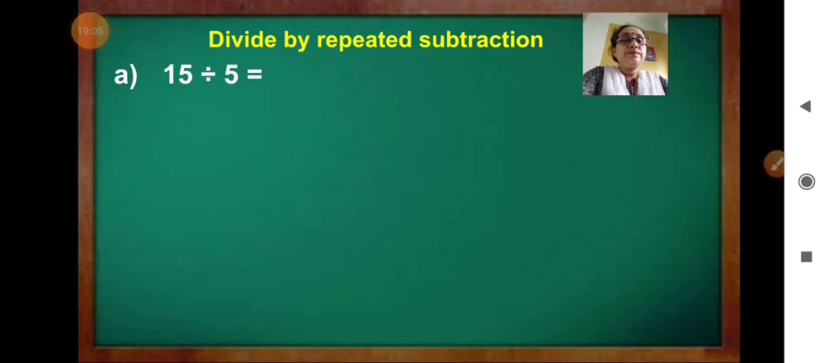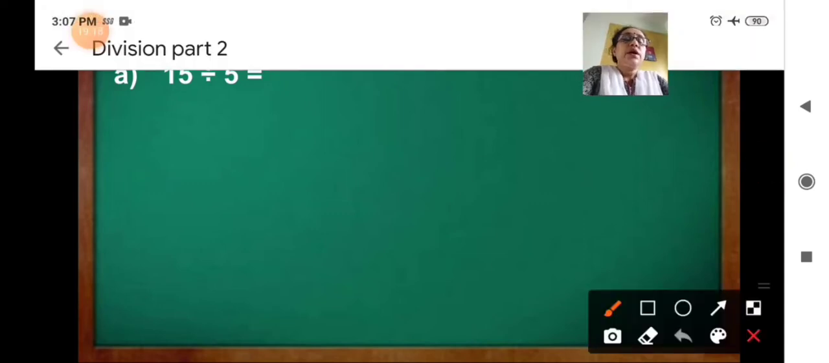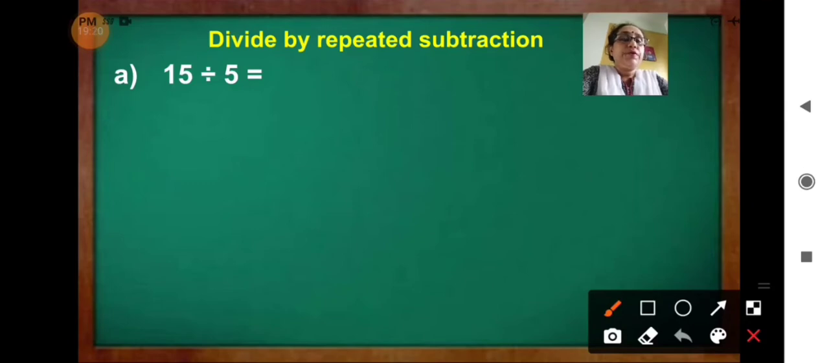Now what will we do? Divide by repeated subtraction. First see how I am doing, then we will do it in the notebook. Okay? Now what is written? 15 divided by 5. So you can write quickly. Say the tables of 5 and you will get the quotient. Yes? So 5 threes are 15. Okay? Done.